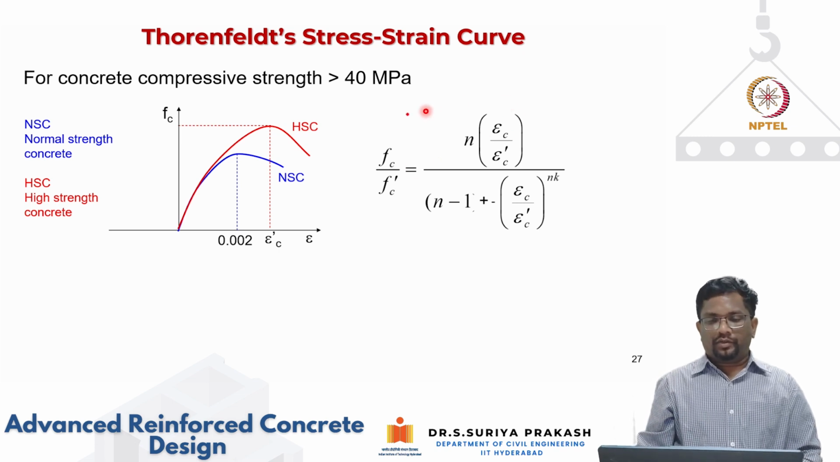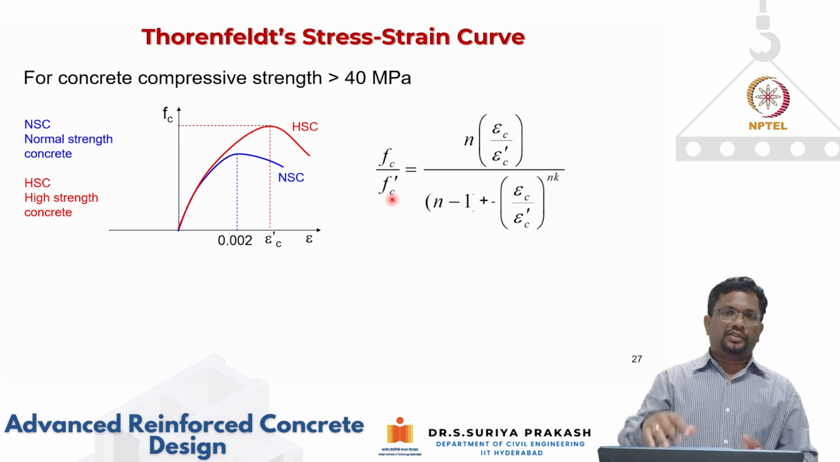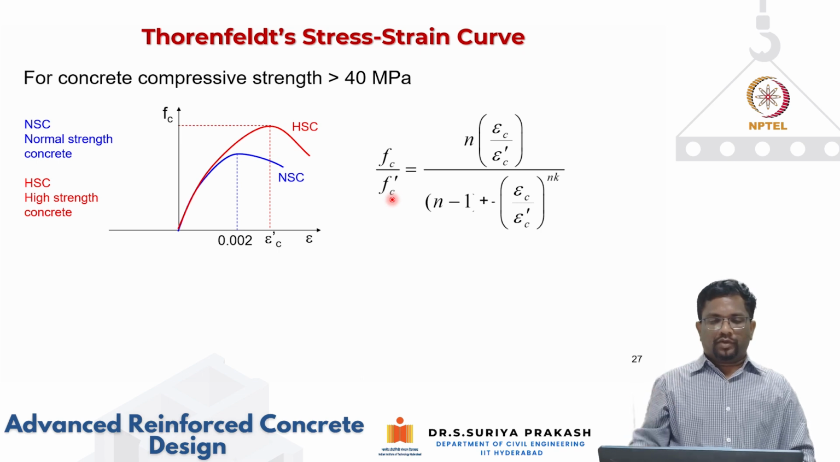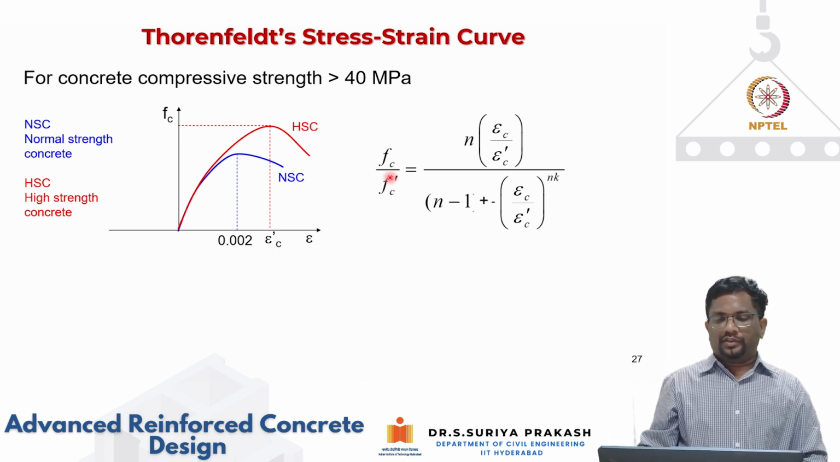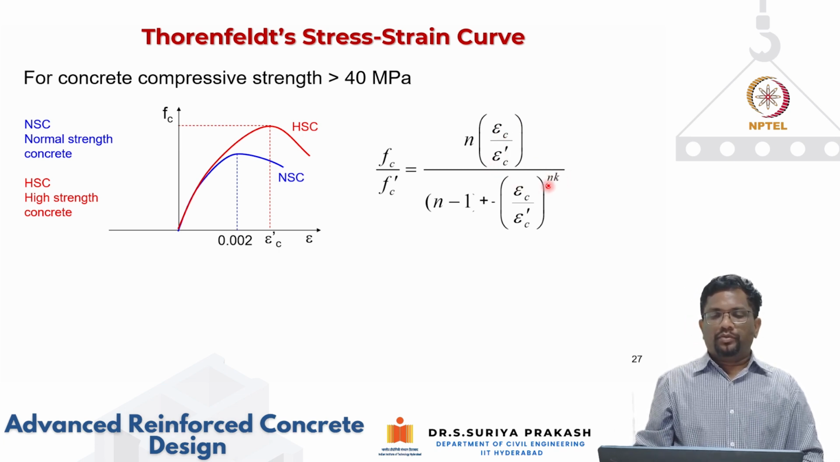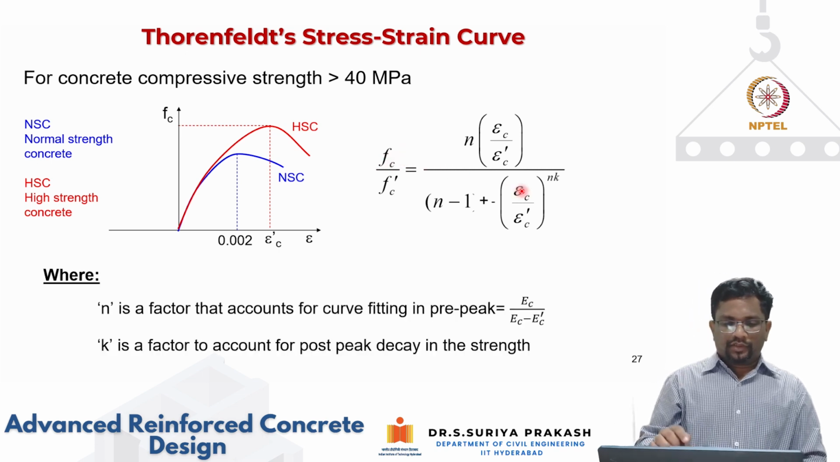Okay, so that is why Thorenfeld developed this relationship. So again, for any strain epsilon c, we should be able to predict the stress fc, and f prime c is usually given to you because we can test. We can do a load control test and quickly find out when we do the mix design what is going to be your average cylinder strength, right? And epsilon prime C also will be given to you. And if I am able to get the values for N and K, then we can find out for any given values of epsilon C what is stress. So now what is N?